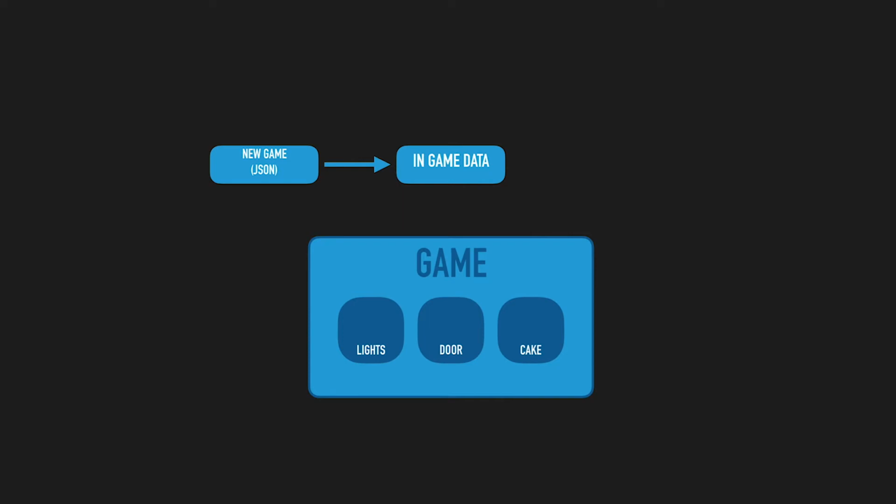If the player is playing the game for the first time, we need to load our default JSON file. In this game, the lights are on by default when the player plays the game for the first time. The player can now interact with the game, for example, open a door or eat a cake. We then update our data object with these changes.